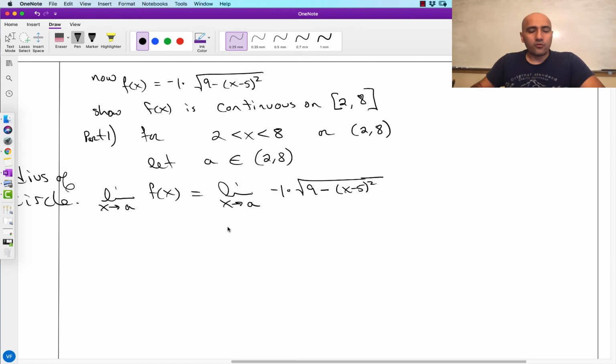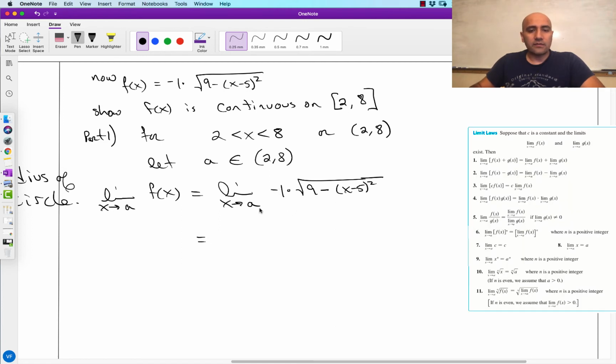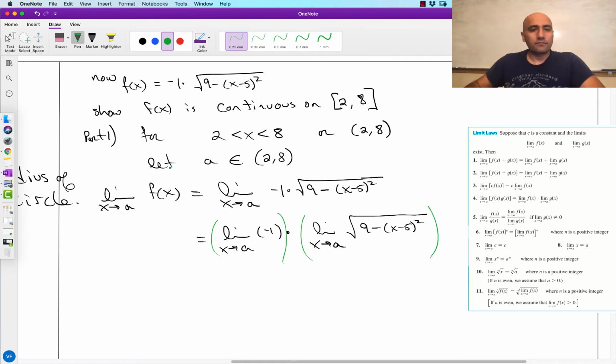Well, we have our rules for limits, so we know that a constant can be brought out. We can separate this as the limit as x approaches a of negative 1 times the limit as x approaches a of the square root of 9 minus (x minus 5) squared. One of our rules for limits tells us that we can separate a product this way. Next, we know that the limit as x approaches a of just a constant is equal to that constant. So that part can be simplified as just being negative 1.